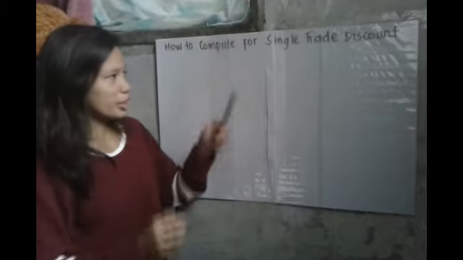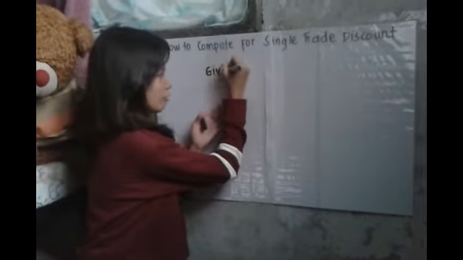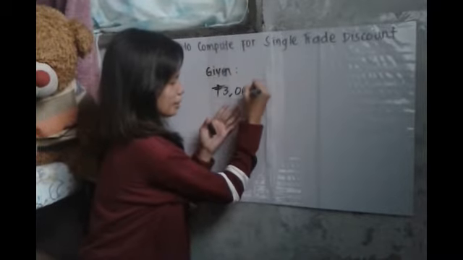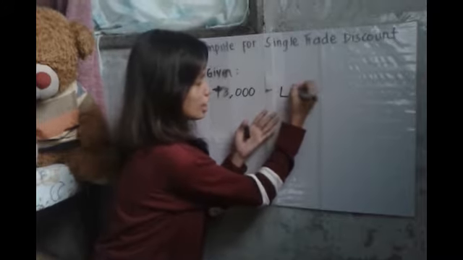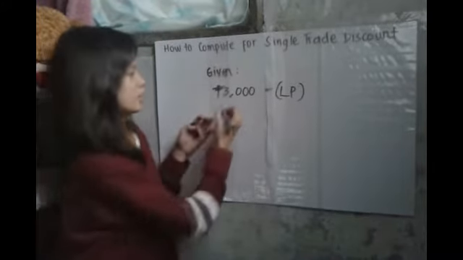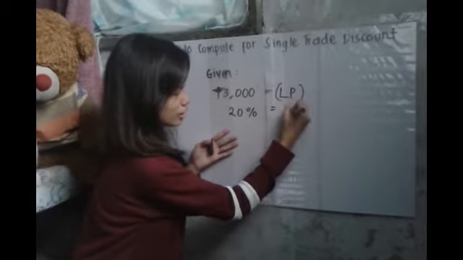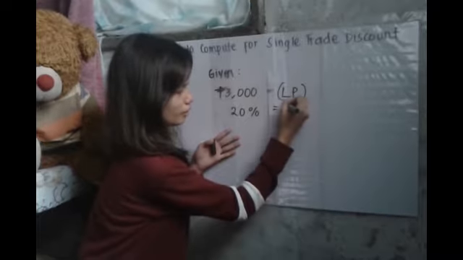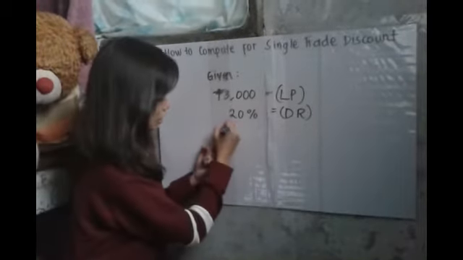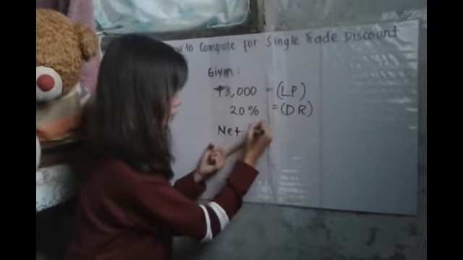So how to compute for single trade discount? First, we have to find the given. The given in the problem, which is first the 3,000 pesos, which is the list price. The list price is the original price. Next is the 20%, which is the discount rate. So the missing is the net price. We have to find the net price.